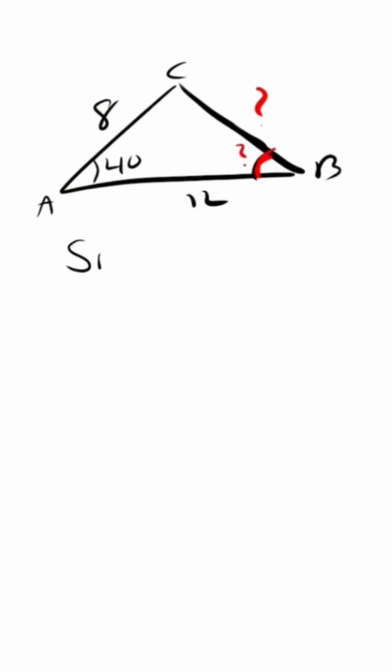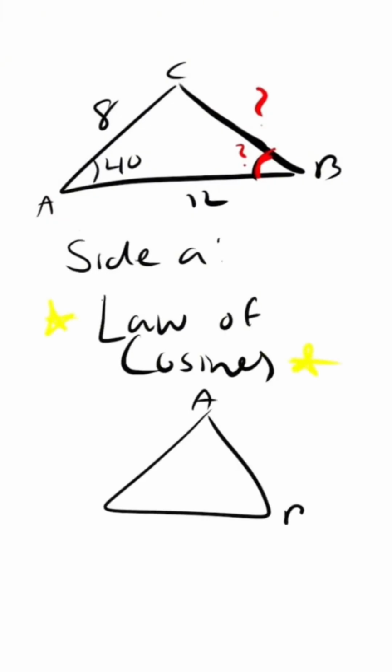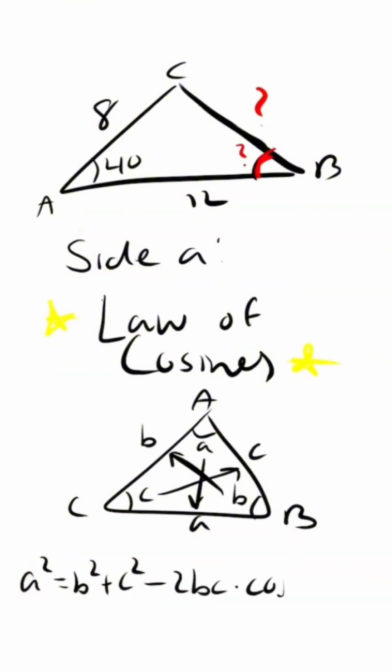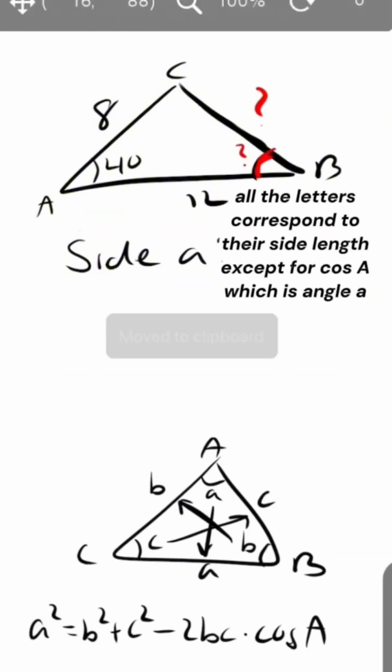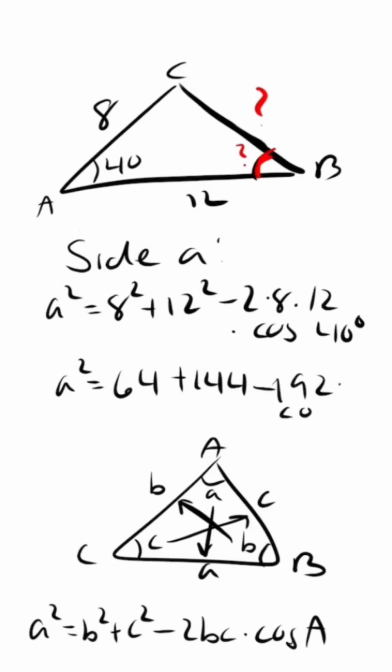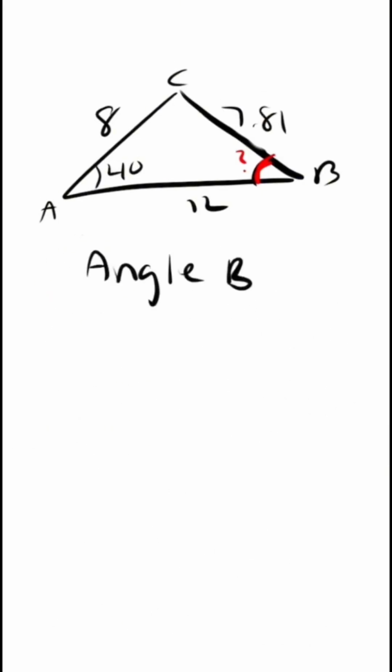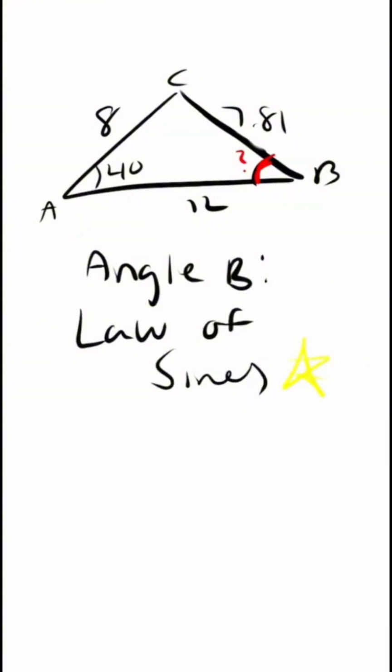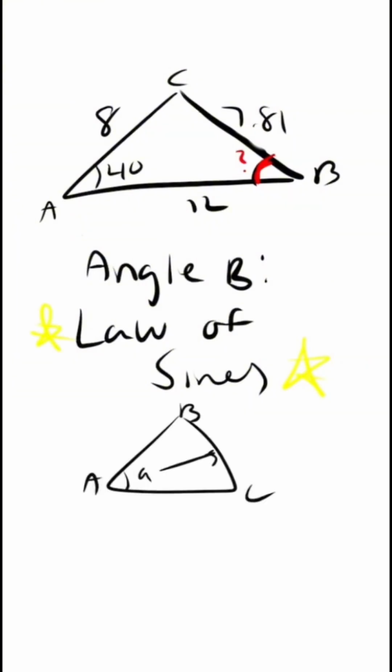What do? To find side A, we can use the law of cosines, which states that if we have triangle ABC where the angles correspond to their vertices and their sides correspond to the opposite side of the angle, a squared equals to b squared plus c squared minus 2bc times cosine A. So plugging this in would get that a squared equals to 8 squared plus 12 squared minus 2 times 8 times 12 times cosine 40 degrees, and using a calculator for cosine 40 degrees would get that a is around 7.81.